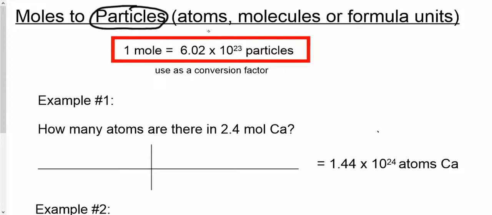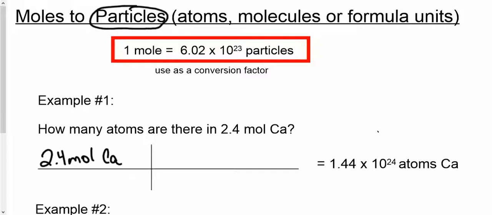Since we know this fact, we can use this as a conversion factor and make it cancel out the unit that we want to go away from. Example number 1, how many atoms are there in 2.4 moles of calcium? First step is always to write down your given, so I'll write down my given right here, 2.4 moles of calcium.